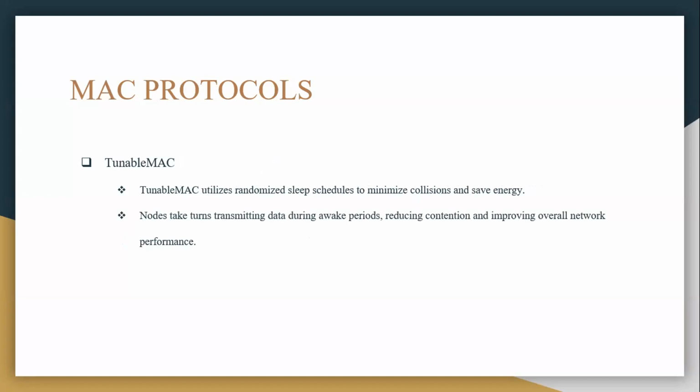Tunable MAC is a MAC protocol designed for wireless sensor networks, based on the idea of sleep wake-up scheduling, where nodes alternate between active and sleep periods to conserve energy. Tunable MAC uses a randomized sleep schedule. This randomization approach minimizes collisions and maximizes network efficiency by distributing node activity across time. Tunable MAC is particularly effective in scenarios where network traffic patterns are unpredictable or sporadic.